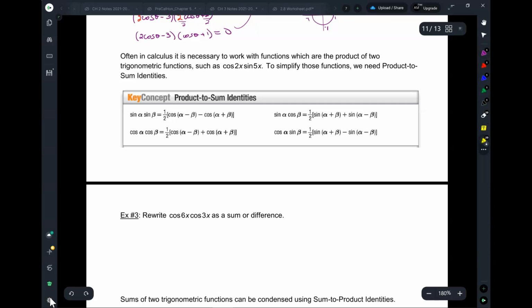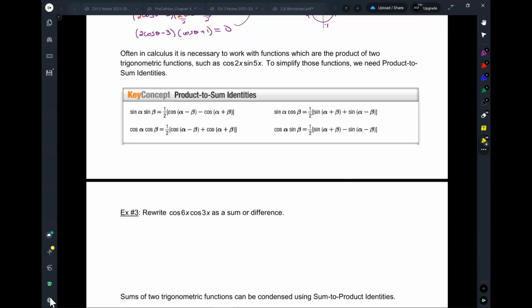Sometimes in calculus it's necessary to work with functions which are the product of two functions, like this one, cosine 2x, sine 5x. There's lots of issues here. One is it's two different functions being multiplied by each other. Two is they're not even the same sort of angle. One is 2x, one is 5x. So to simplify these, we need what we call product to sum identities.